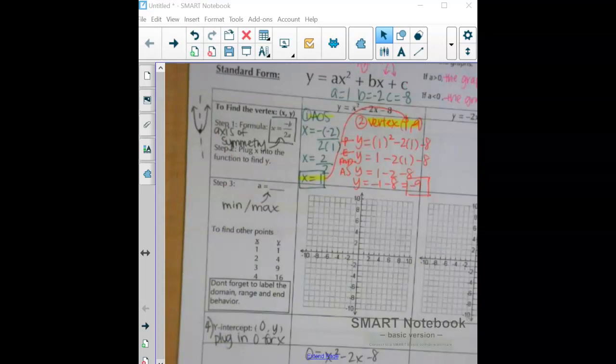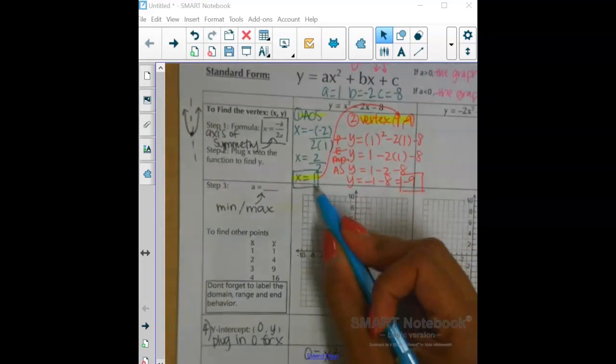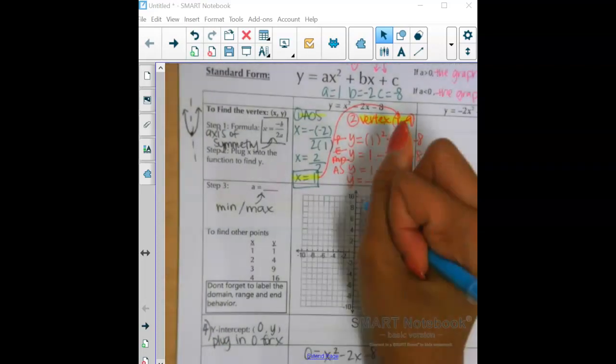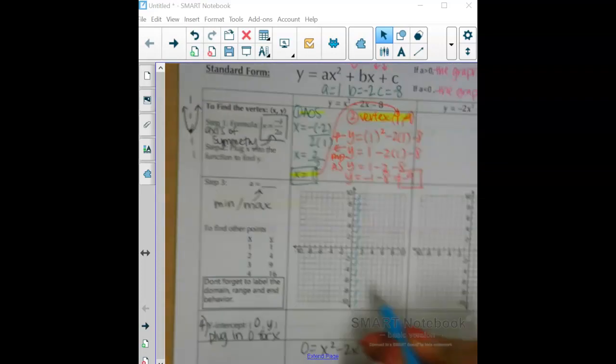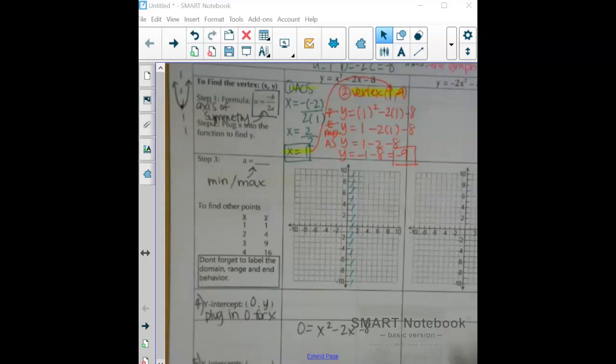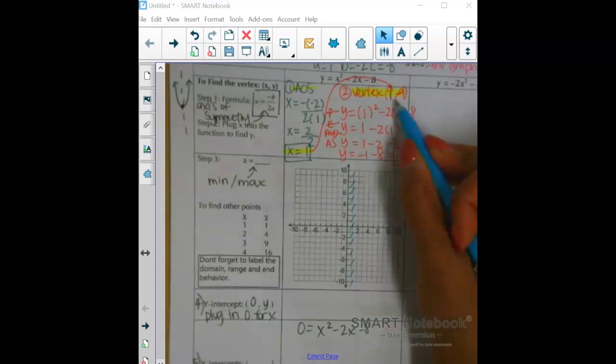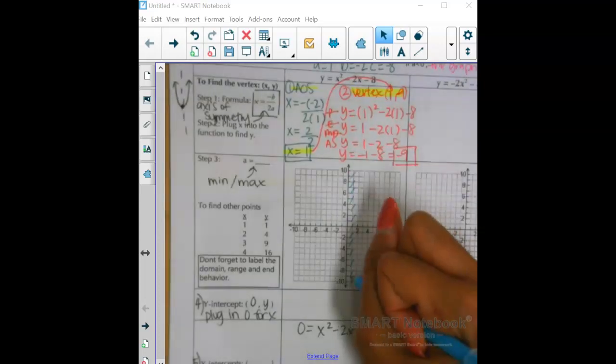So let me graph what I have. I'm going to use my light blue pen and I'm going to graph 2 things. X equals 1. I always graph my vertical line kind of slanted so that way you can see it. And then I'm actually going to plot the point 1, negative 9, which is down here.